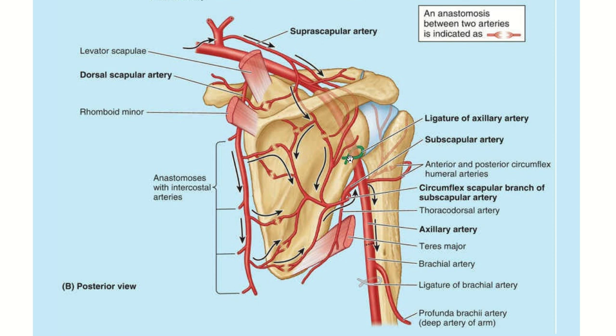Take note, this anastomosis can actually be very important when it comes to atherosclerosis of your axillary artery or obstruction of your axillary artery. So this is the anastomosis around your axillary artery.